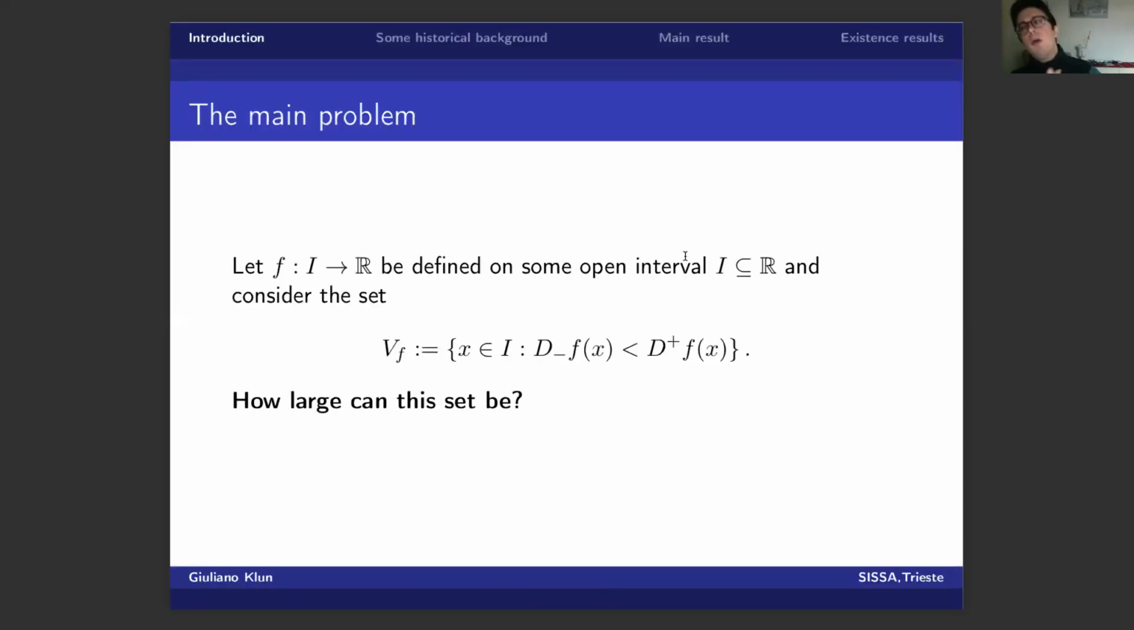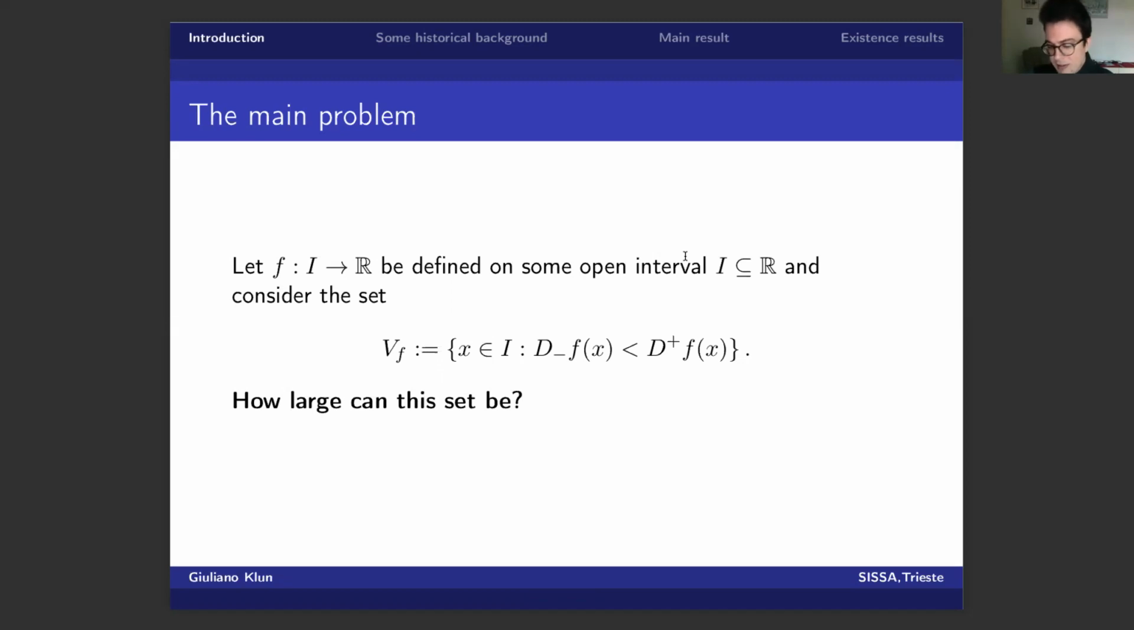So the main problem we are going to tackle today is the following. Let f be a real valued function defined over an open interval I, and consider the following set: the set of points of I where the lower left derivative is strictly less than the upper right derivative. And we ask, how large can this set be?